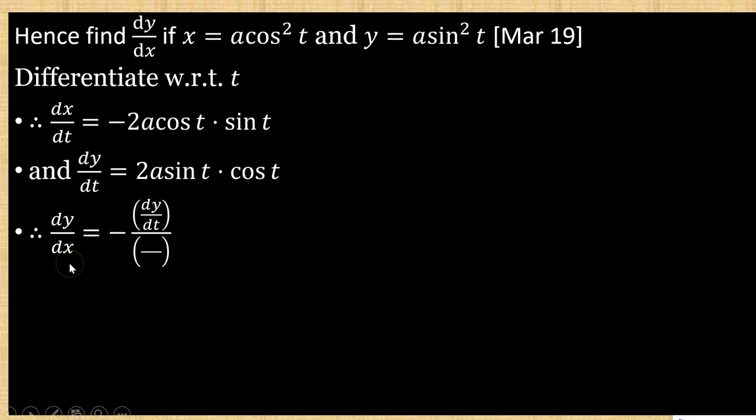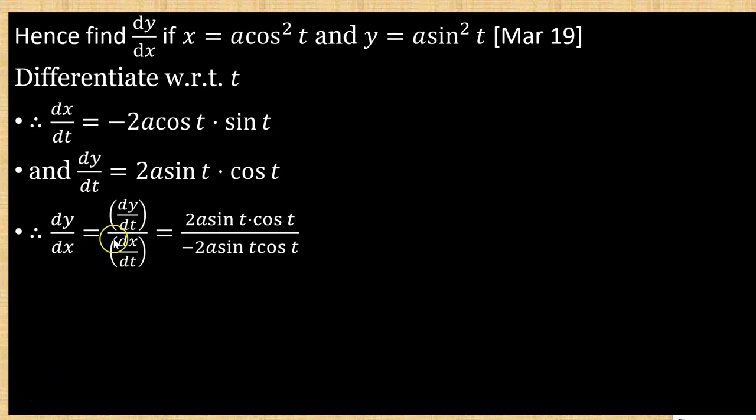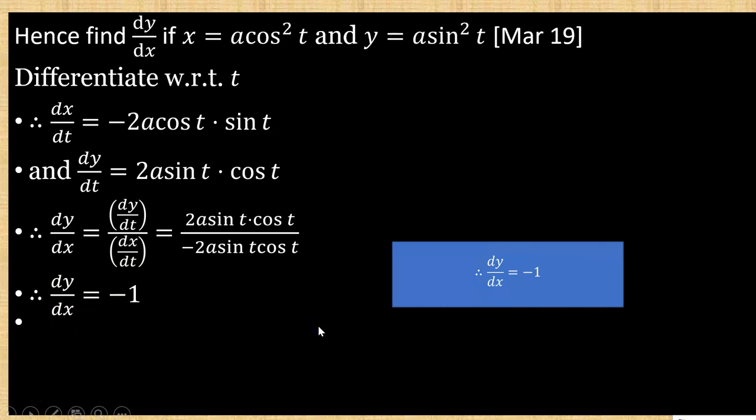dy by dx is equal to dy by dt upon dx by dt, and that's equal to 2a sin t into cos t upon minus 2a sin t into cos t. Here 2a gets cancelled, sin t gets cancelled, cos t gets cancelled, and hence you will get dy by dx is equal to minus 1. And this is the answer.